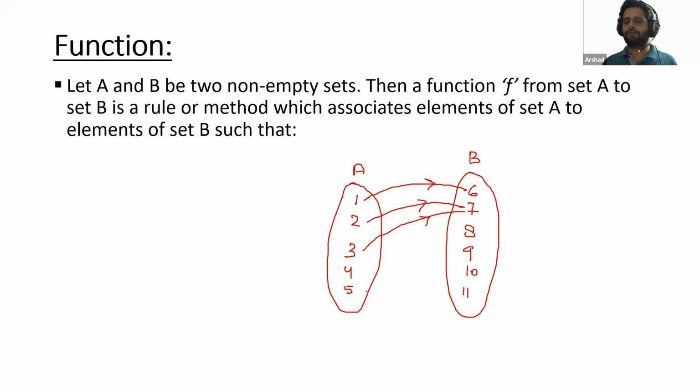Even like this. Even like this. Even like this. So first of all, we are focusing on set A, that all the elements which are present in set A are associated to elements of set B. So just focus on set A.